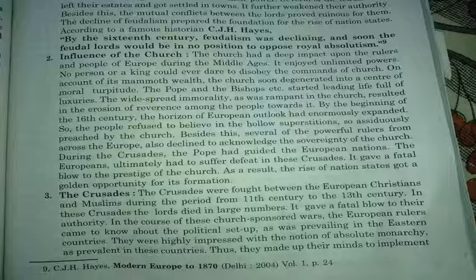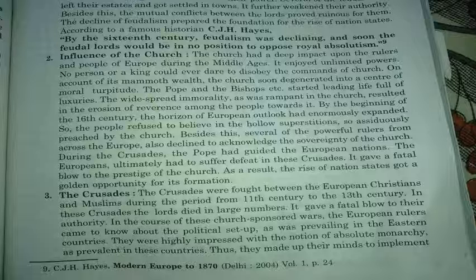The Crusades. The Crusades were fought between the European Christians and Muslims during the period from the 11th century to the 13th century. तो यूरोपियन क्रिश्चियन और मुस्लिम में मतभेद थे, लड़ाई होती थी आपस में. In these Crusades the lords died in large numbers. तो लॉर्ड्स जो थे उनकी मृत्यु होती थी. It gave a fatal blow to their authority in the course of these church sponsored wars. और चर्च के साथ लड़ाई तक भी हो जाते थे.